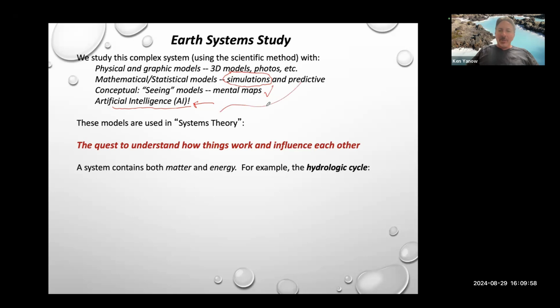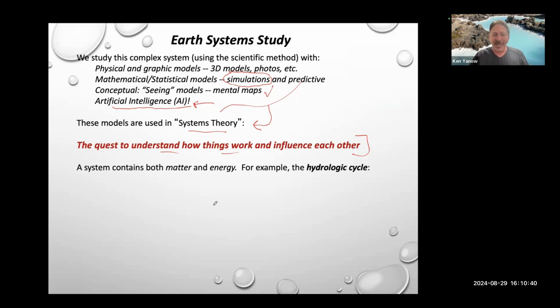Now, all these models and everything that we do are used in what's called systems theory. And in systems theory, our quest is to understand how things work and influence each other. And this is the greatest question of all humankind. If everybody had the answer to this, it would make everybody's marriages happier and there would be no war. The quest to understand how things work and influence each other. We won't look at it as a social experiment. We're going to look at this, though, as a physical geography experiment or thought process.